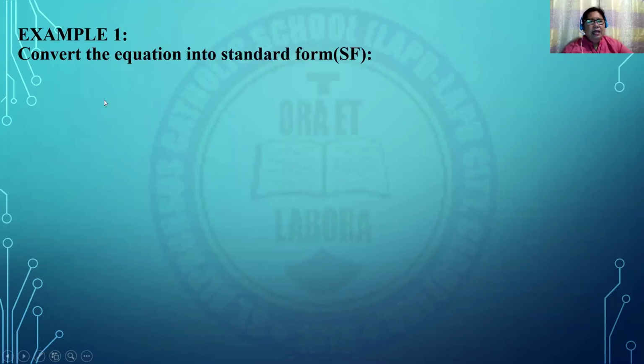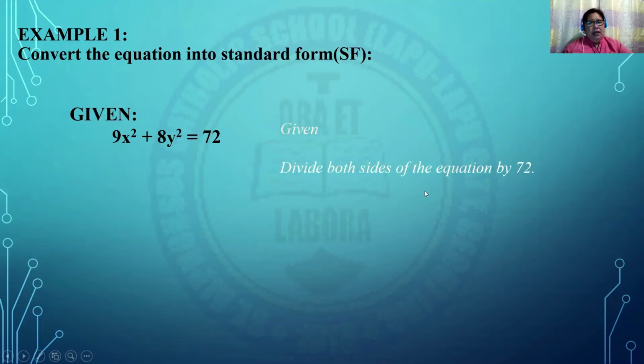Let us have an example. Convert the equation into standard form. The given equation is 9x squared plus 8y squared equals 72. Divide both sides of the equation by 72. So you have 9x squared over 72 plus 8y squared over 72 equals 72 over 72.